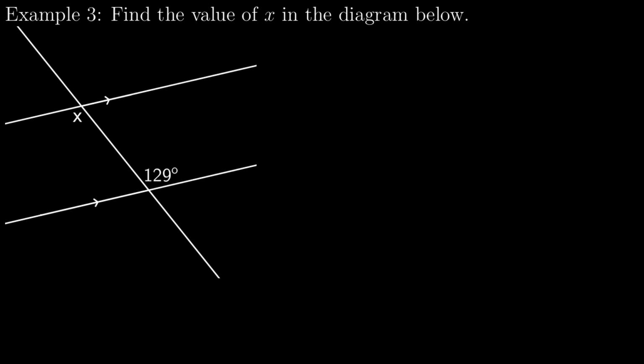So in here, I notice that I have x and 129 degrees. They are both obtuse. So in this type of diagram, if they're both obtuse, I know that they both have to be congruent. So I'll just say, okay, x is equal to 129 degrees, and I'm done.